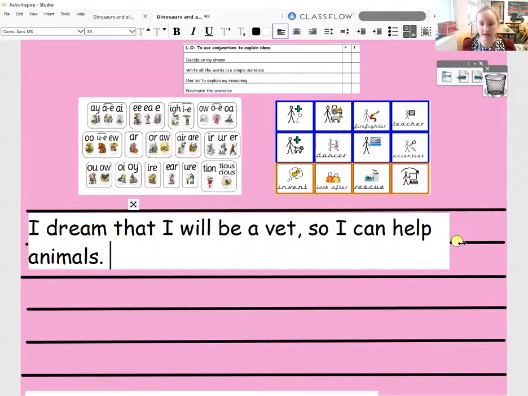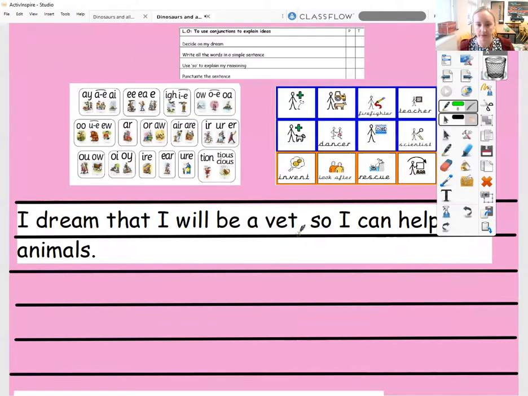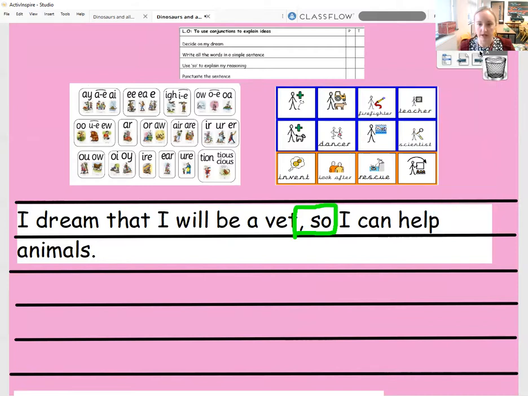Okay, so that would be my reason. So let me read that back. I've got, I dream that I will be a vet. I've now put a comma and so, which I'm just going to highlight here for you. And then here it says, so I can help animals. So I've expanded my sentence, okay?